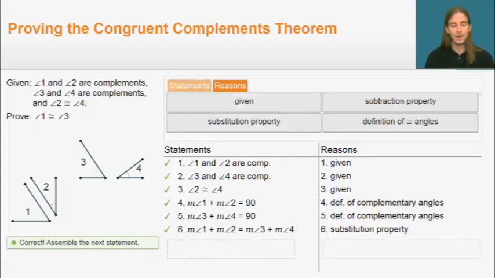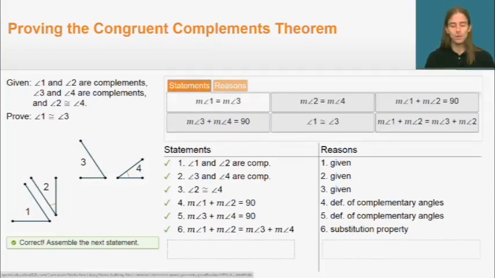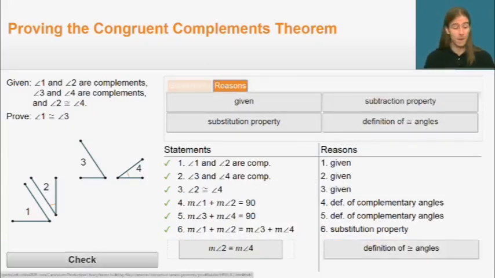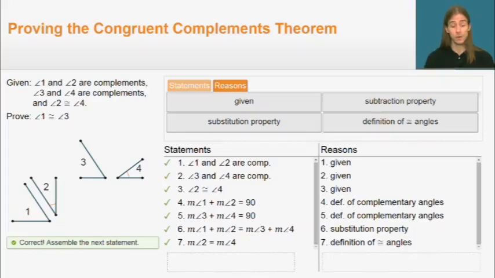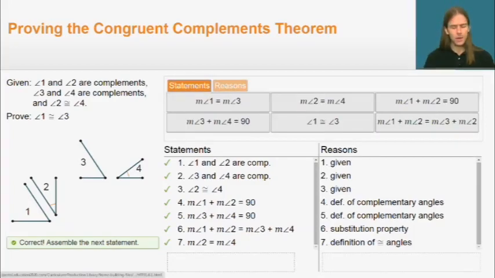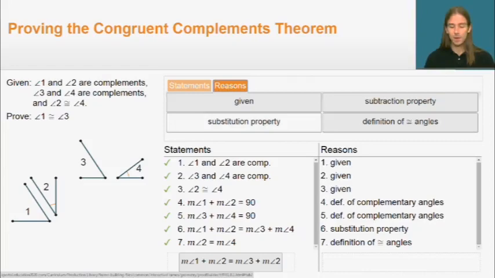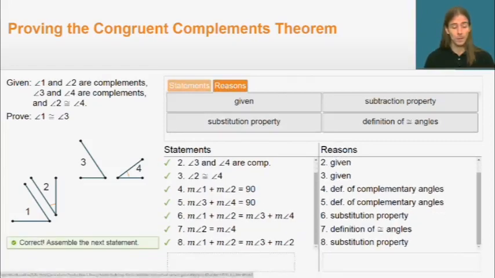After this, what I can do is use the definition of congruence along with step 3 to say that the measure of angle 2 equals the measure of angle 4. And I know that because those angles are, in fact, congruent, because that's given to us in the problem. Next, what I can do is substitute in the measure of angle 2 for the measure of angle 4 by using step 7 along with the substitution property.